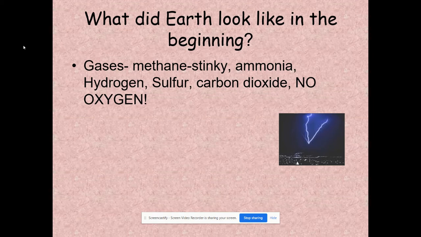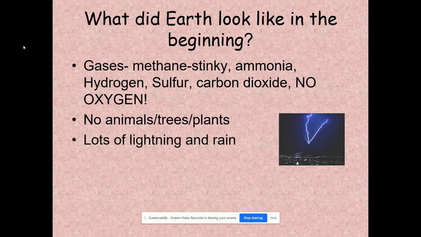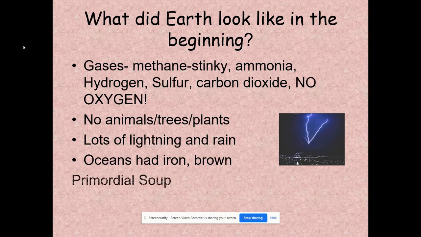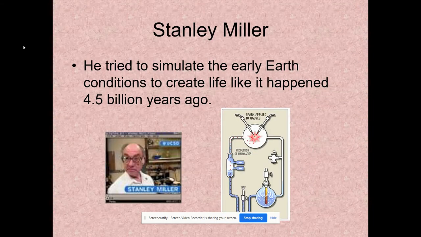Sulfur, carbon dioxide. There was no oxygen, very important. No oxygen existed. So there were no animals and trees and plants, obviously. But there was a lot of lightning, electricity, a lot of rain. And the oceans had like this brown nastiness to them. We called that the primordial soup. When I was a kid, we called it the primordial ooze, just to kind of give it that yucky emphasis.